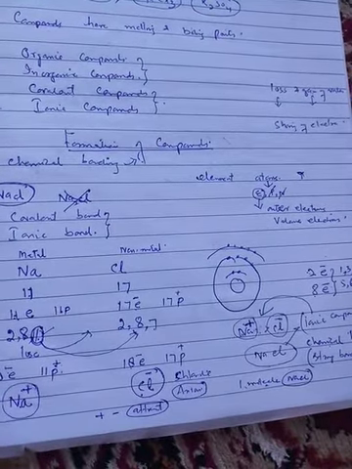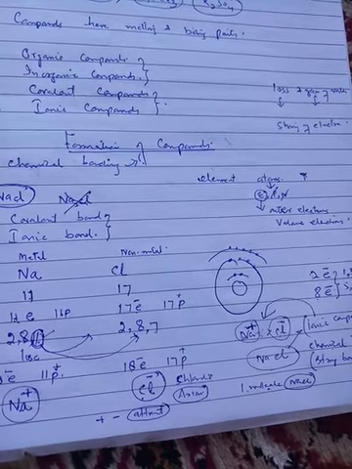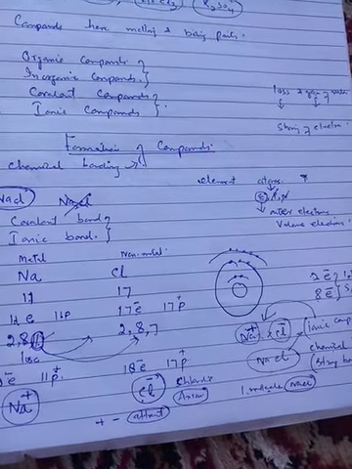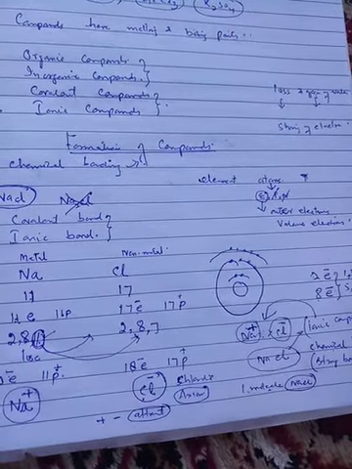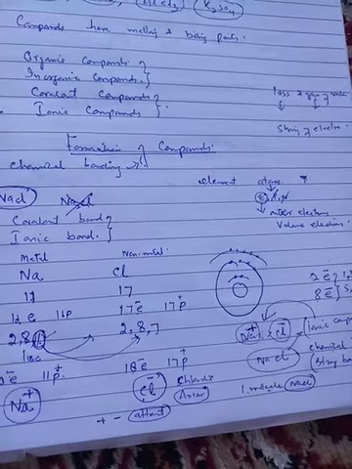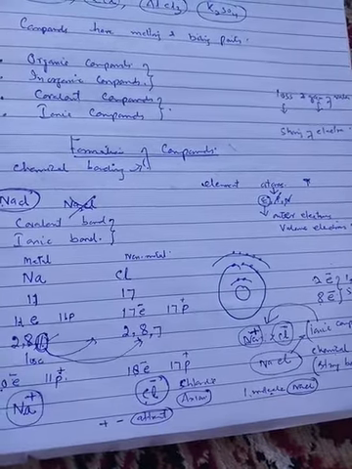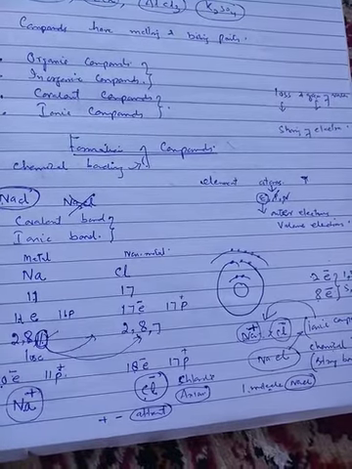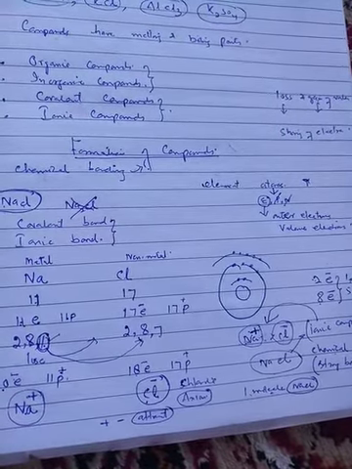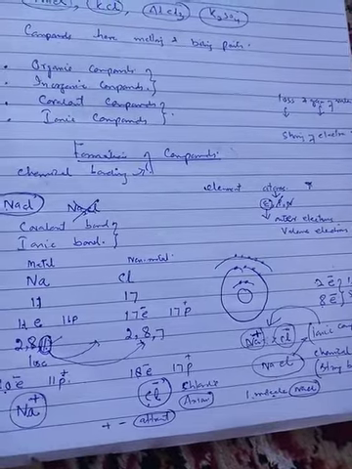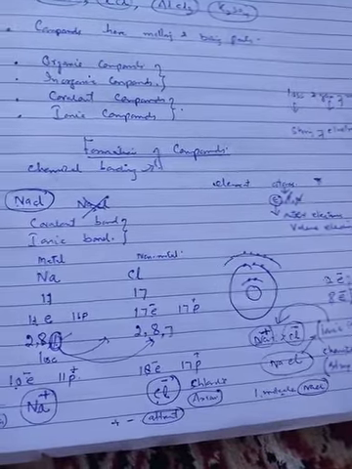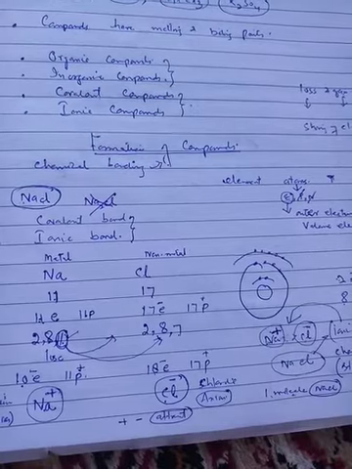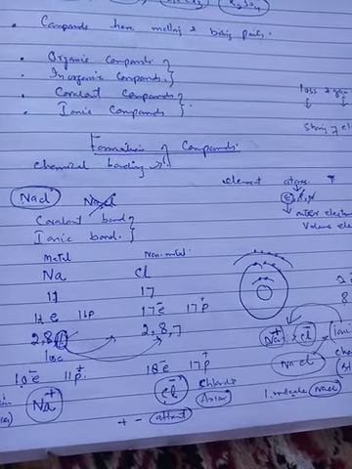So in compound formation, a chemical reaction is involved, and in the chemical reaction the valence electrons of the elements take part. The rest of the inner electrons do not take part in the chemical reaction.